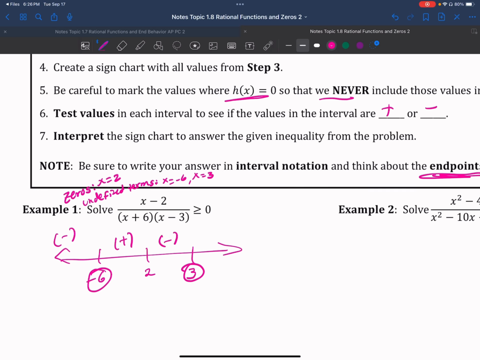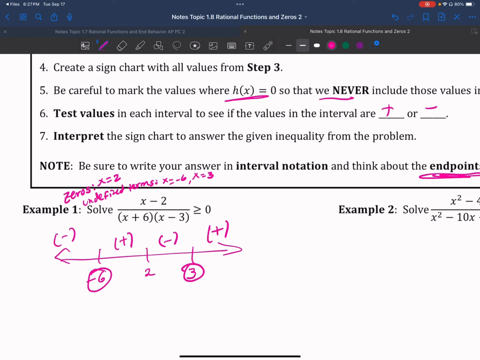For the last one, I am going to pick a number larger than 3. So I'm just going to do 5. 5 minus 2 will give me a positive. 5 plus 6 will give me a positive. And then 5 minus 3 will give me a positive. Again, all of them are positive, so my last interval should be positive.